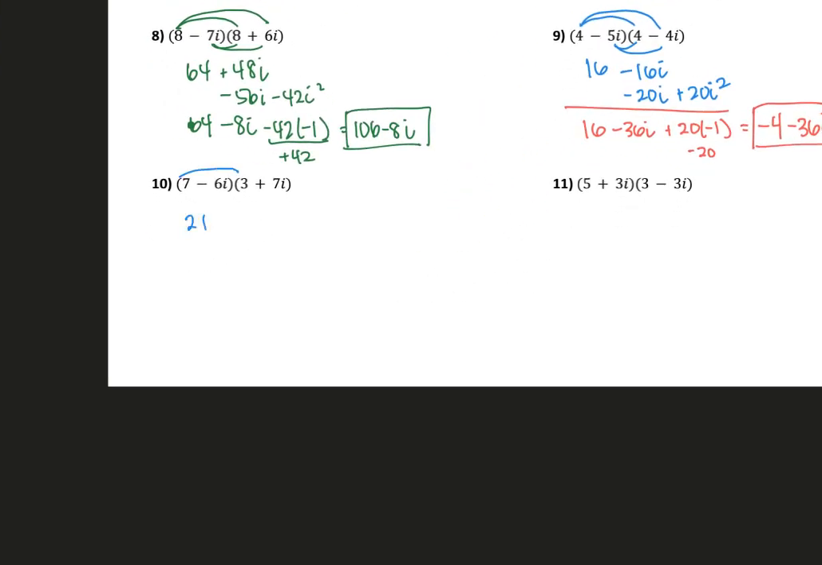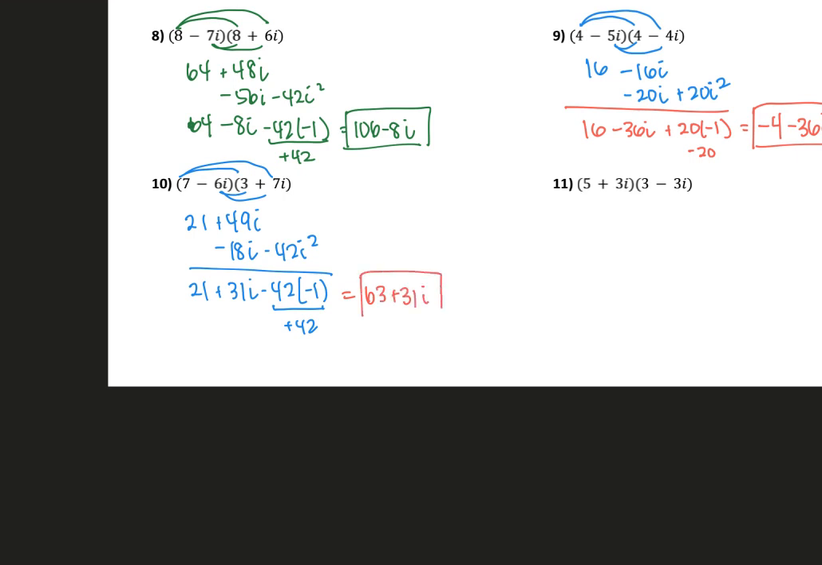7 times 3 is 21 plus 49i minus 18i minus 42i squared. So we have 21 plus 31i minus 42i squared, and i squared is negative 1. So this is plus 42. So 21 plus 42 is 63. So 63 plus 31i.